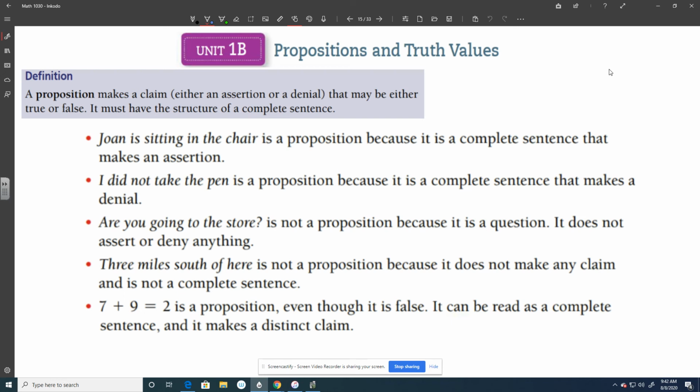3 miles south of here, that's not a sentence, and it's not making any sort of claim. 7 plus 9 equals 2. Now, that's not true, but it's still a proposition, even though it's false. It's a complete sentence, and it makes a claim. Even though the claim is false, that's bad math, obviously, but it's still a proposition, okay?